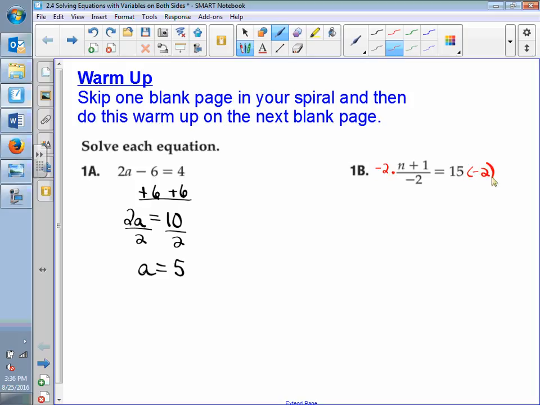on both sides. Okay? When we do that, the negative 2's will cancel, and we're left with n plus 1 is equal to negative 30. And then to get the n by itself, we will subtract 1 on both sides, and n is equal to what? Negative 31. Very good. Is everybody clear with that warm-up?